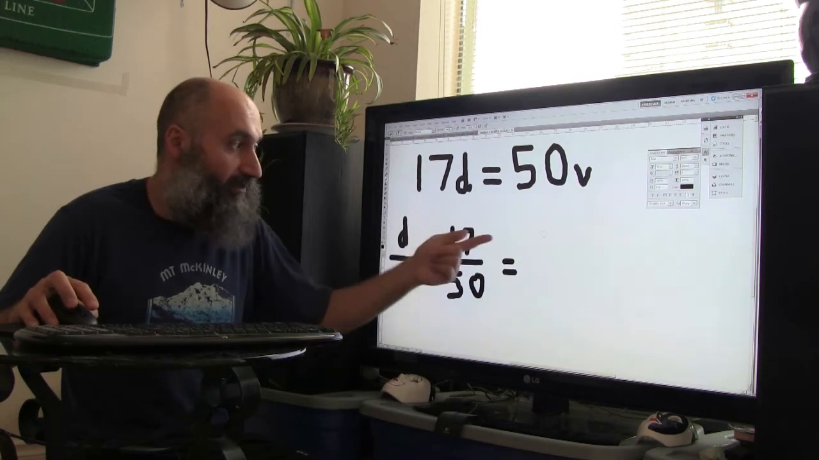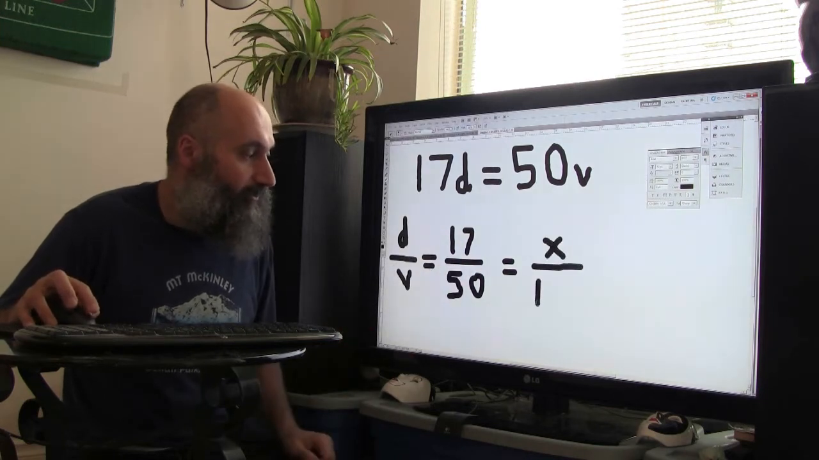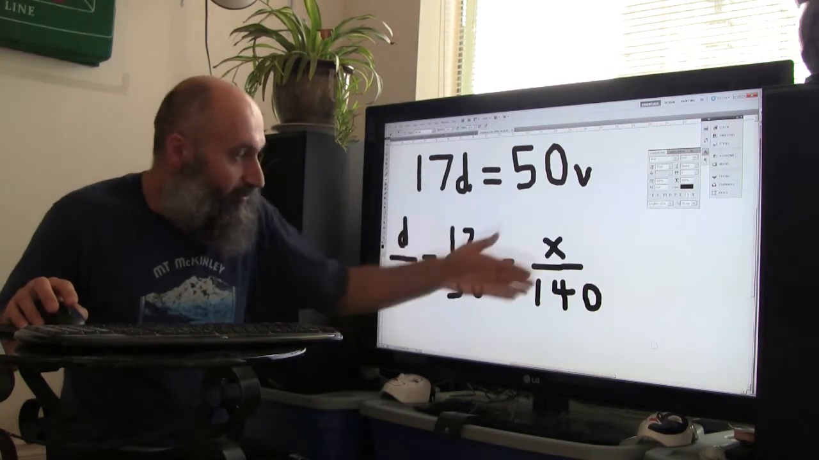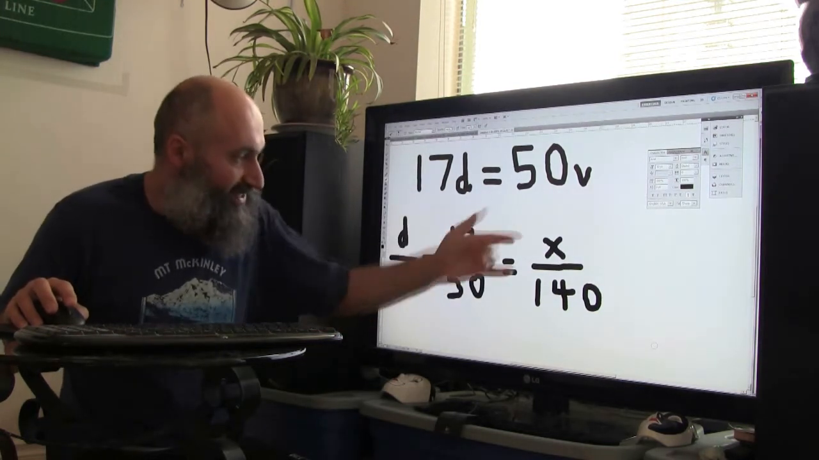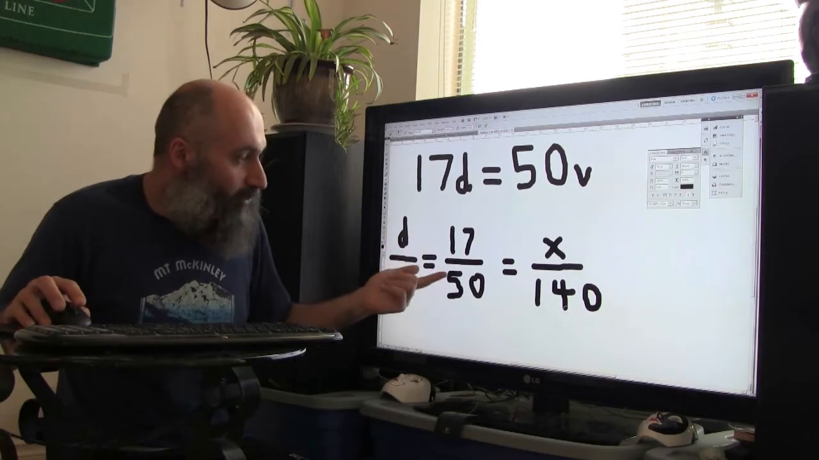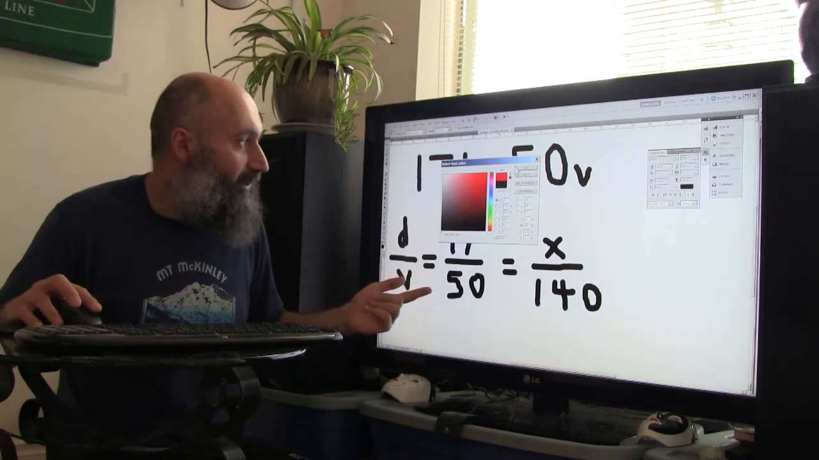Now I need to figure out how many days, I'm going to call this X, it's going to take me to do 140 videos, right? So this is the unit conversion we have. This is the ratio we've set up, and this is the equation we're going to need to solve, okay?